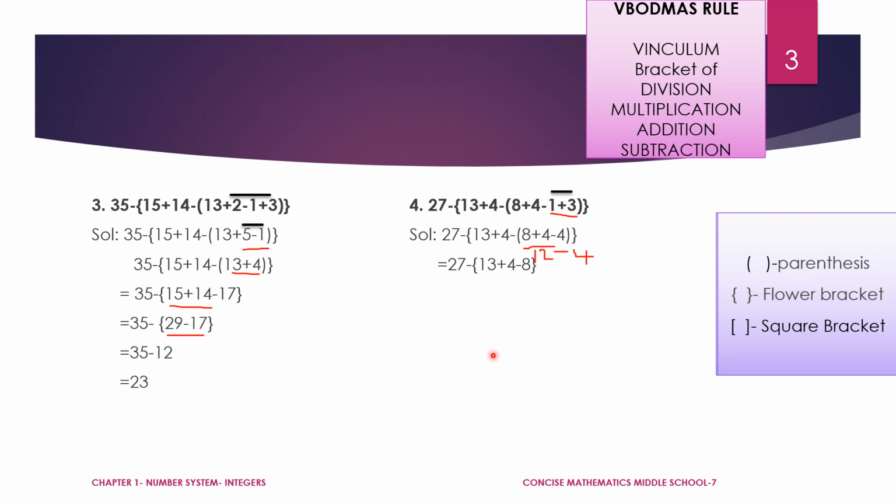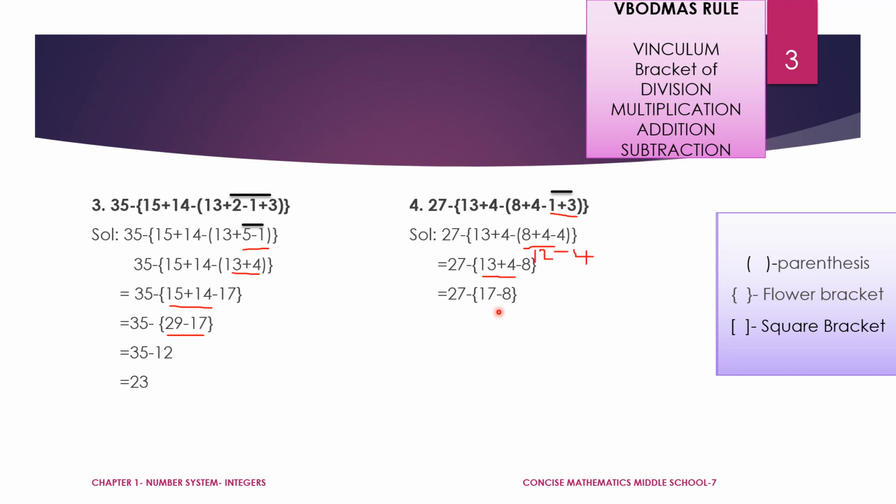Next, what we need to solve is the flower braces. Yes, here are the flower braces, and what you need to do is check: do you have any division? No. Multiplication? No. Addition? Yes. Here is the addition, 8 plus 4, so it should be done first. 13 plus 4 becomes 17, minus 8. The 8 I am writing as it is.